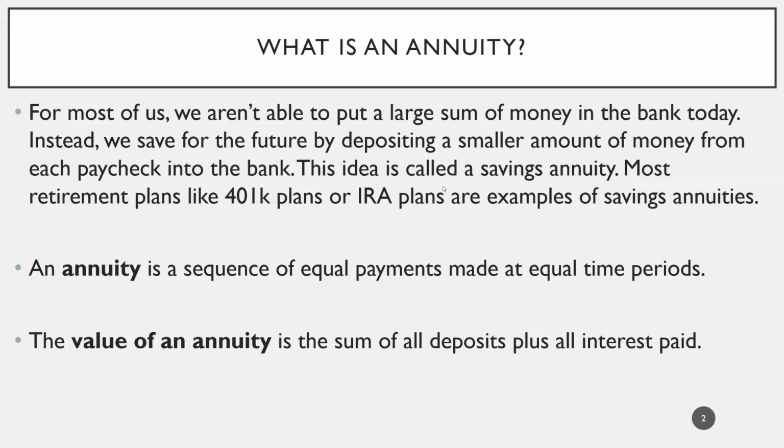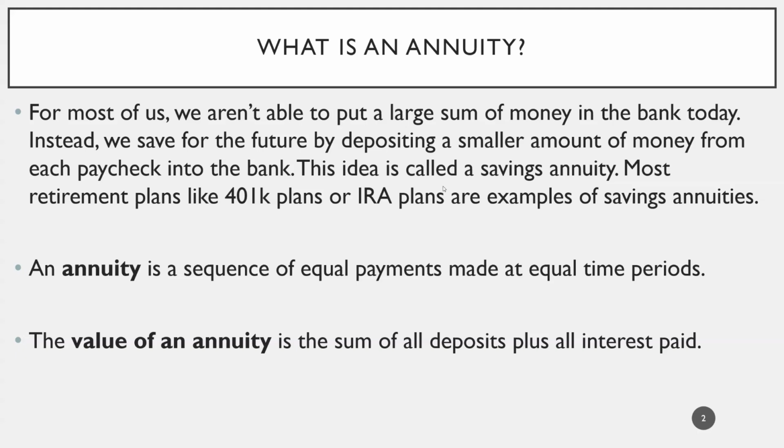Like for example, if I want to save for retirement, I'm not able to put away a large amount of money now. So what I do is I maybe deposit directly from my paycheck each week, every 2 weeks or monthly. So most retirement plans like 401k plans or IRA plans are examples of savings annuities.